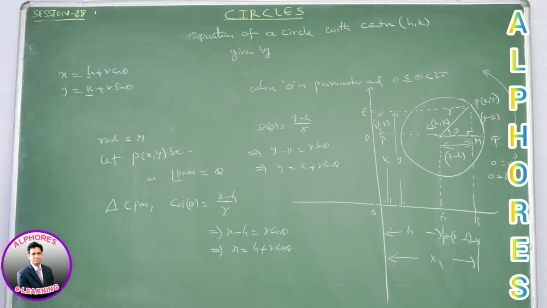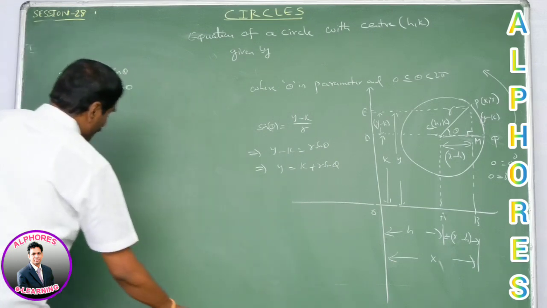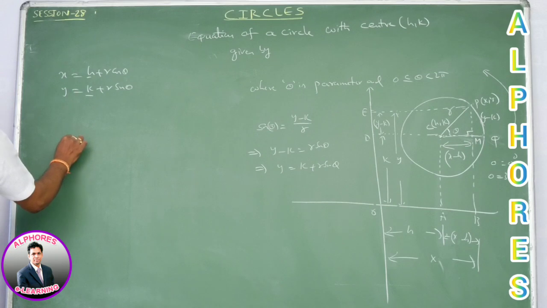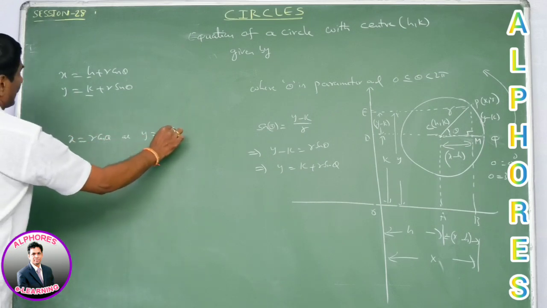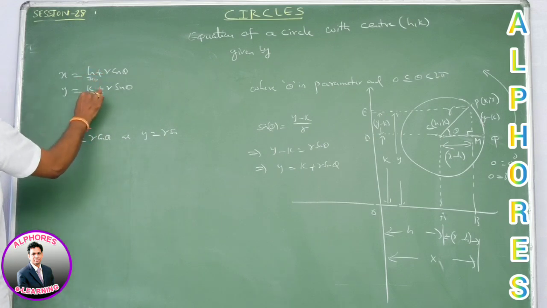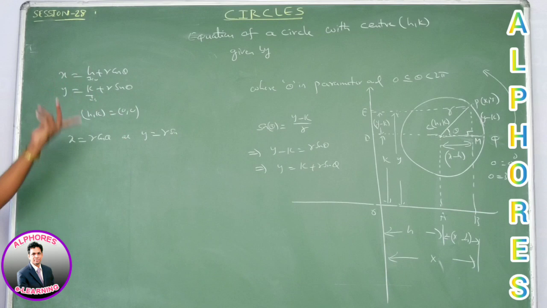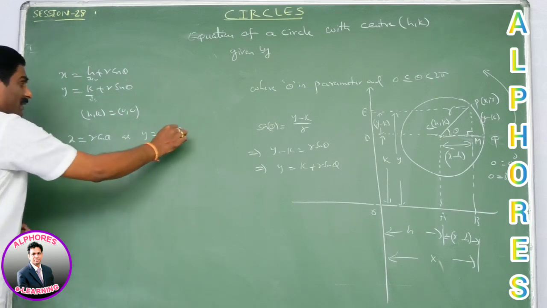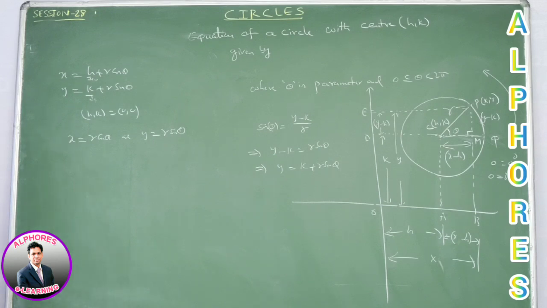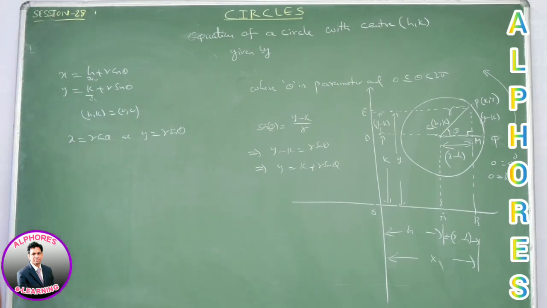Okay. If the center of the circle is 0 comma 0, that is, h comma k is 0 comma 0, replace h with 0 and k with 0. Then it can be reduced to x is equal to r cos theta and y is equal to r sin theta. So if the center of the circle is 0 comma 0, the equation of the circle in parametric form is x is equal to r cos theta, y is equal to r sin theta.